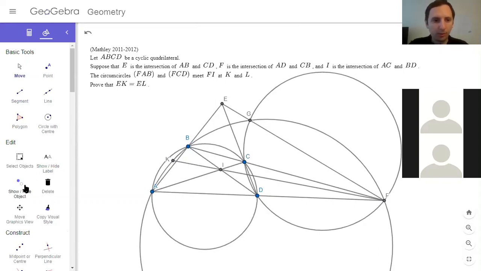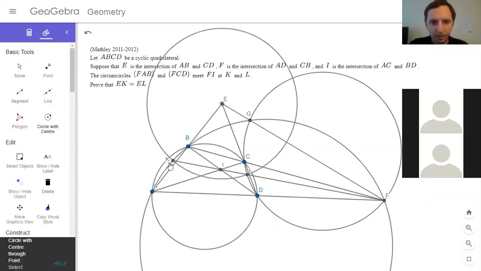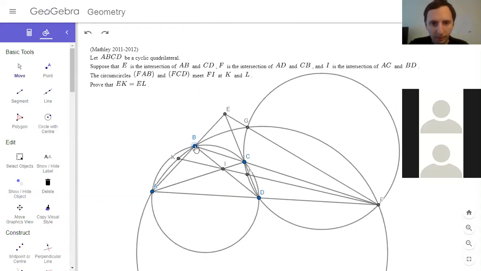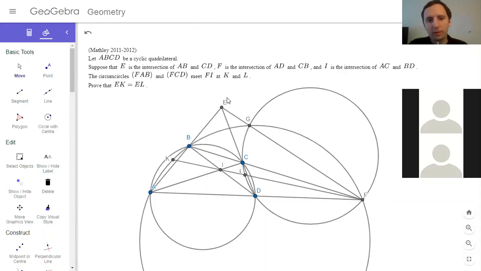Okay, so, whoops, I hit L. We want to show EK is equal to EL. Let me try to make it so K and L don't look so close to the line. Actually, I think this might be the best picture we can get, really. So I guess we want to show that.